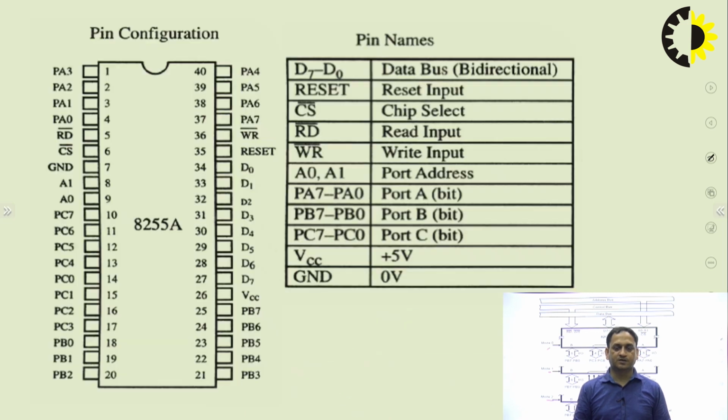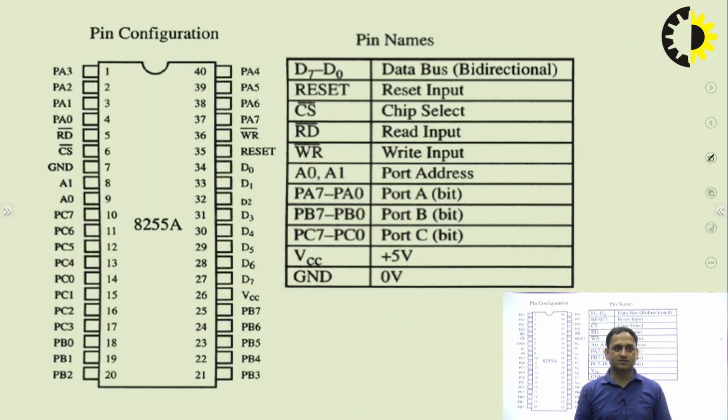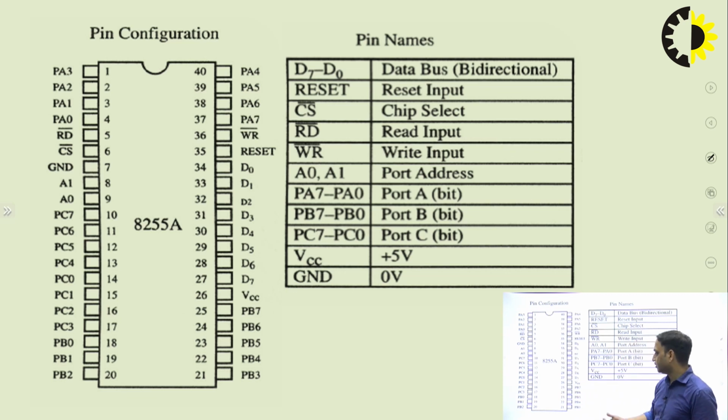So this was the simple IC, the 8255, which I just described. All the pin numbers are simply mentioned there for all the ports, port A, port B and port C. These are the simple meanings of all these pins: D0 to D7 data bus, reset input, CS bar chip select, read input, write input, port address, port A, port B and port C, and so on.